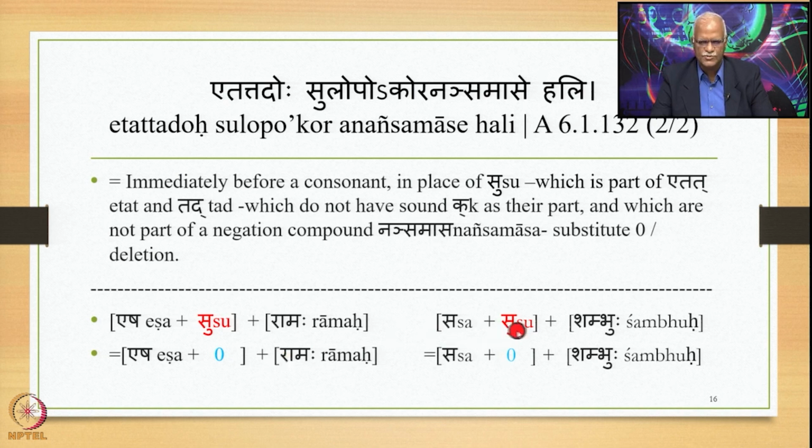Similarly, sa plus su plus shambhuhu, and this su comes immediately after sa. This is still a pada, so this is part of etad. This is not a nai samasa, there is no ka anywhere here. So this su gets deleted by this particular sutra, and so the finally derived output is sa shambhuhu, esha ramaha and sa shambhuhu. In both these cases, etat and tat, they do not have ka as their part, and they are not part of the negative compound. And so su, which is part of etat and tat, takes the form of 0 or deletion.